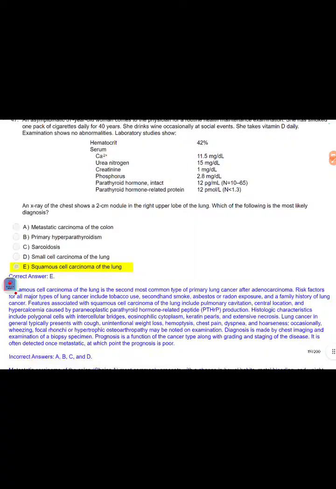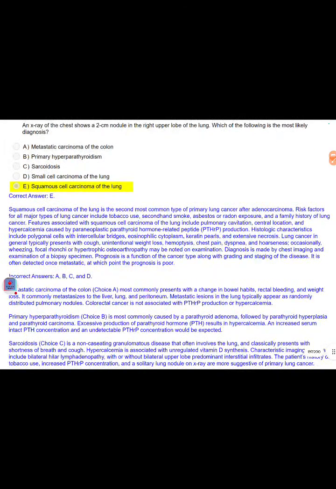Examination shows no abnormalities. Laboratory studies show calcium, urea nitrogen, creatinine, phosphorus, and parathyroid hormone-related protein. An X-ray of the chest shows a 2 centimeter nodule in the right upper lobe of the lung. Which is the most likely diagnosis? Smoker, squamous cell carcinoma of the lung.